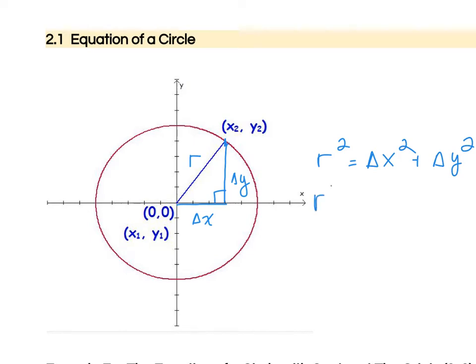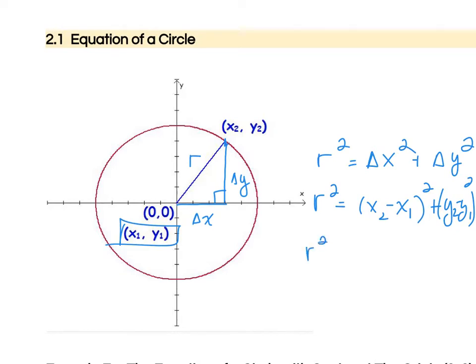If we wanted to expand this, we could also write it as x2 minus x1, showing the coordinates, plus y2 minus y1, all squared. I forgot the squared there. There we go. And so there, we've derived the equation of a circle with the center at 0, 0. So we know if the center is at 0, 0, then x1, y1 are always going to be 0 and 0. So I'm going to go ahead and substitute those in.